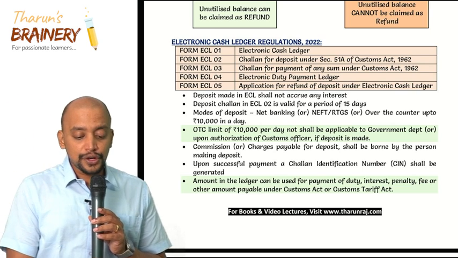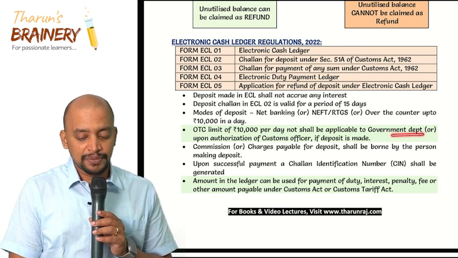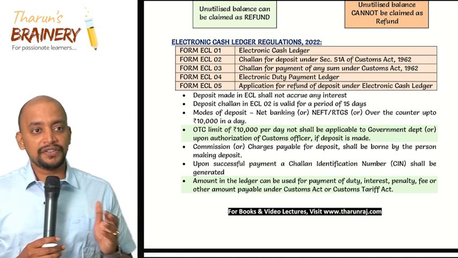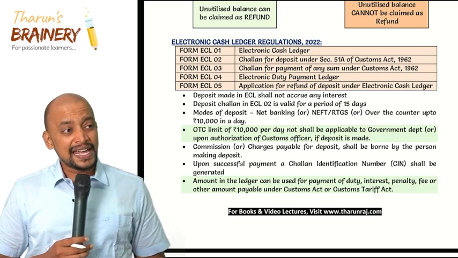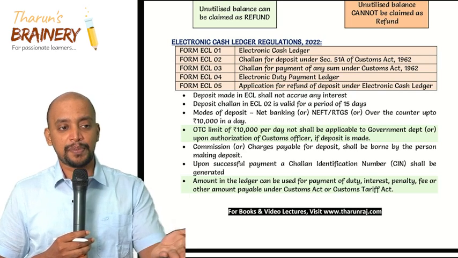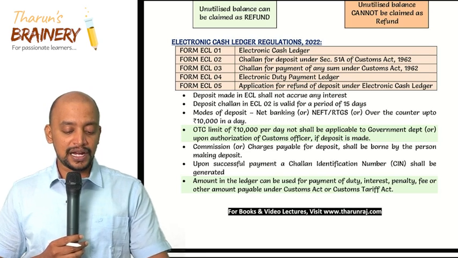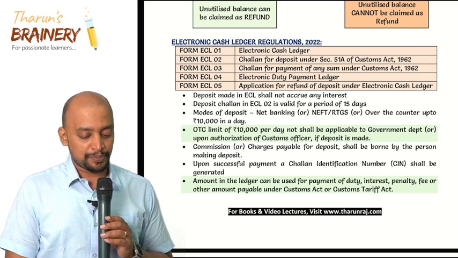Then this 10,000 rupees per day OTC limit is not applicable for government departments or if the customs officer permits. So a government department which is making a deposit of customs duty, or any importer, say he has cash but he has to make the payment of customs duty. If the customs officer permits, he can make a deposit in cash. That is the meaning of over the counter deposit.